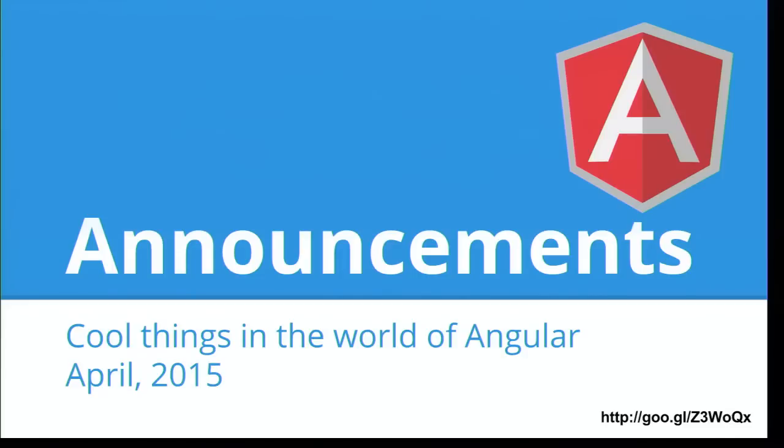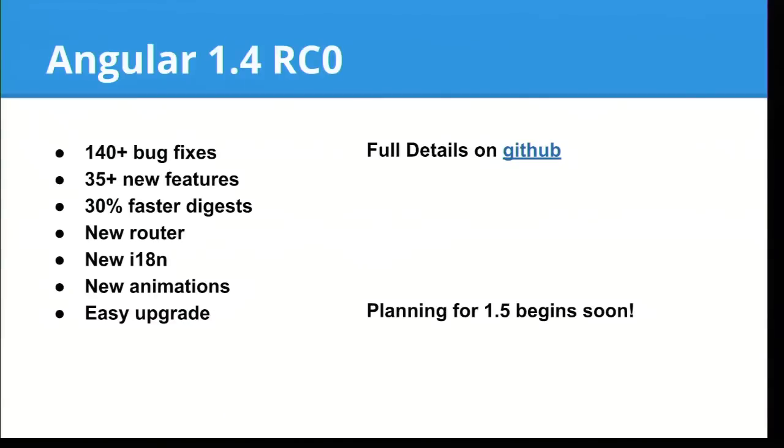Before we get going, I want to talk about a couple cool things that are going on in the world of Angular. One of the cool things since we last met is that we have a release candidate 0 for Angular 1.4, and lots of good things have gone into this. Tons of bug fixes, over 35 features. We keep working on speed. Even though Angular 2 is our primary path for amazing speed, we can still do better speed in Angular 1, and we'll continue to work on that.